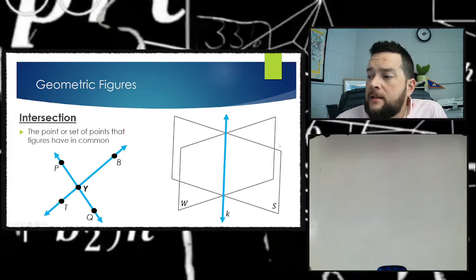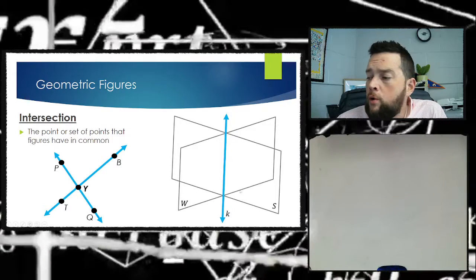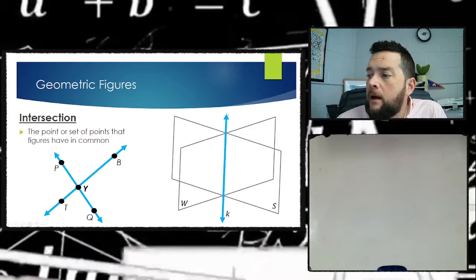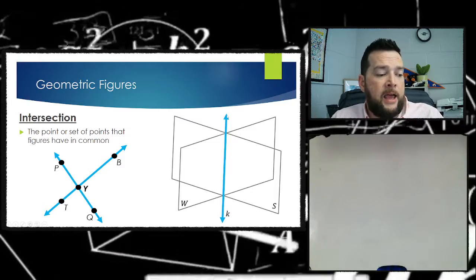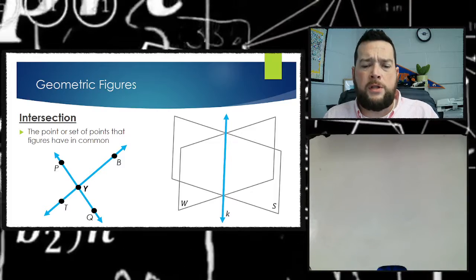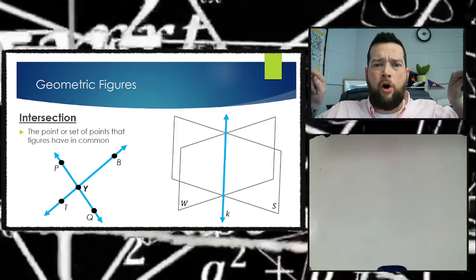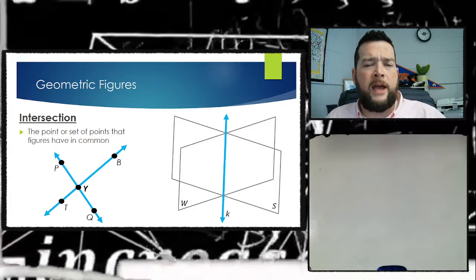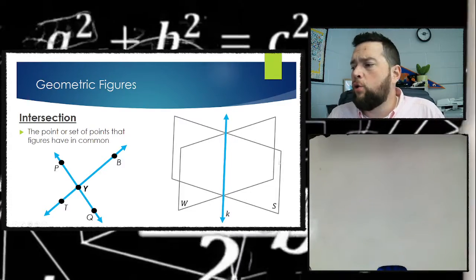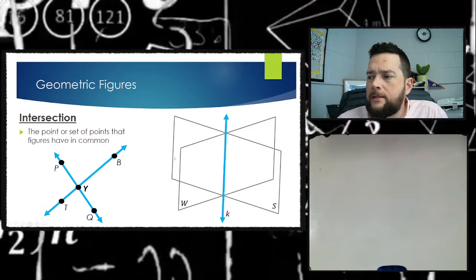Now sometimes you have intersecting planes, like is illustrated right here with plane W and plane S. By nature of two planes intersecting, they're not going to intersect at a single point. They're going to intersect at a string of points all put together. And so two planes intersect each other at a line. So line K is the intersection of those two planes.